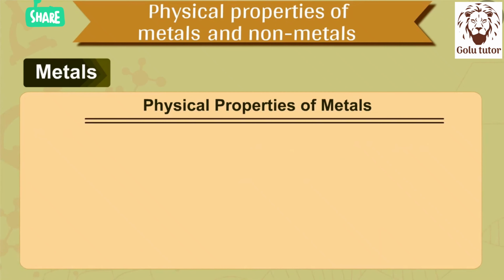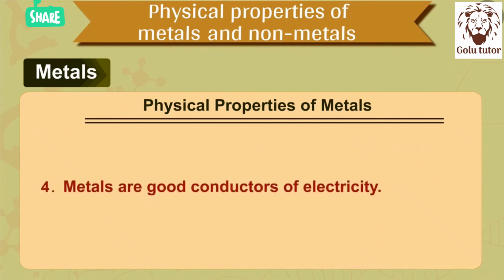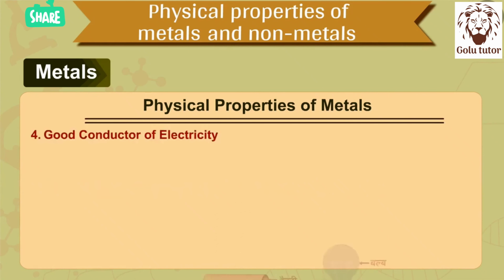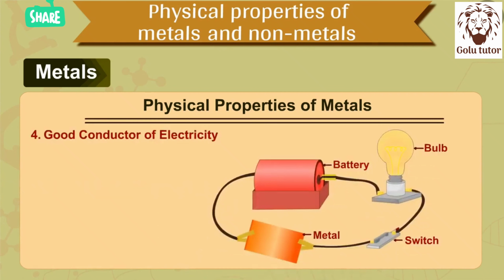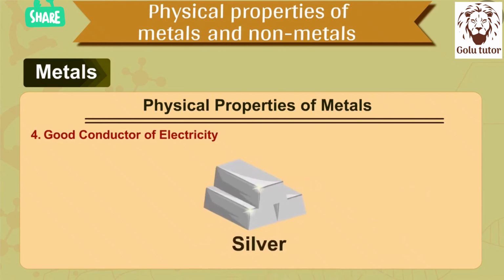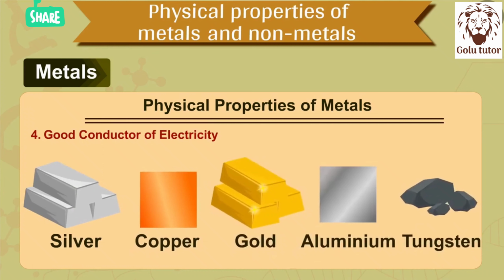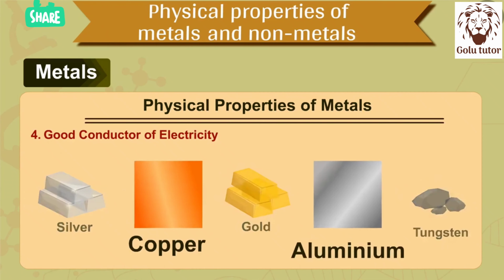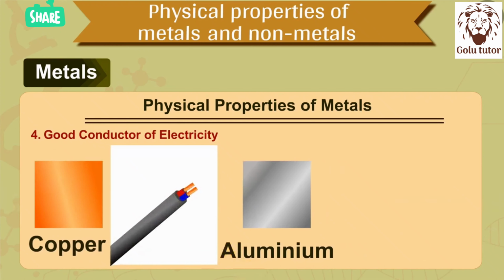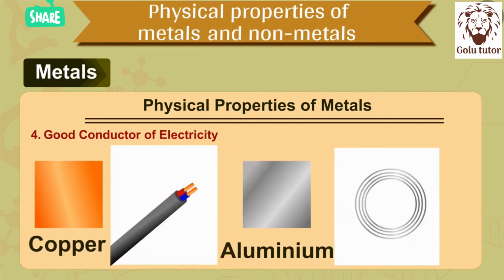The fourth property is that metals are good conductors of electricity. That is, they allow electric current to pass through them easily. Silver is the best conductor of electricity. Copper is the next best conductor, followed by gold, aluminium, and tungsten. Electric wires are mostly made of copper and aluminium because they are very good conductors of electricity and less expensive as compared to silver.